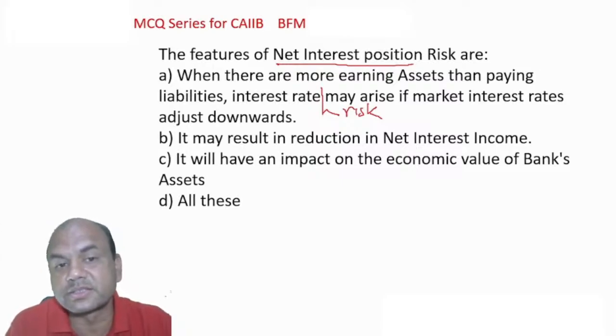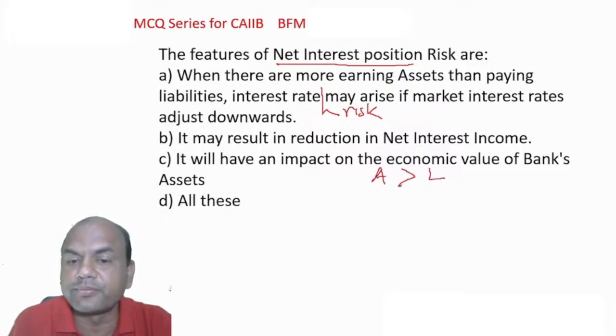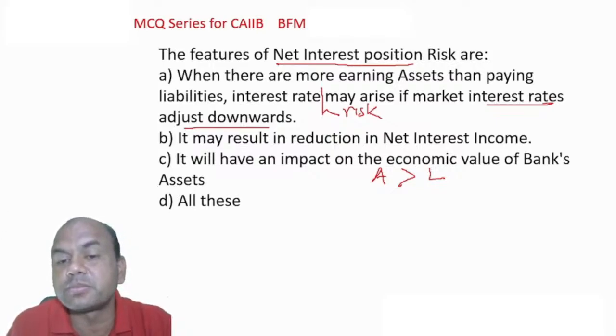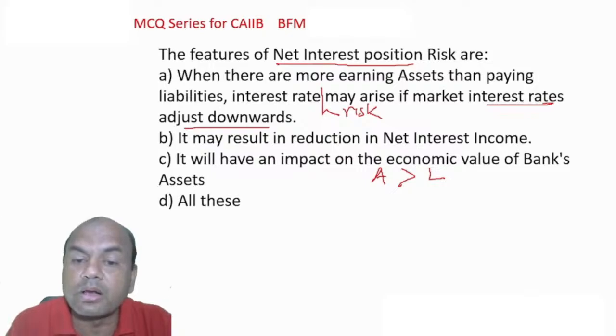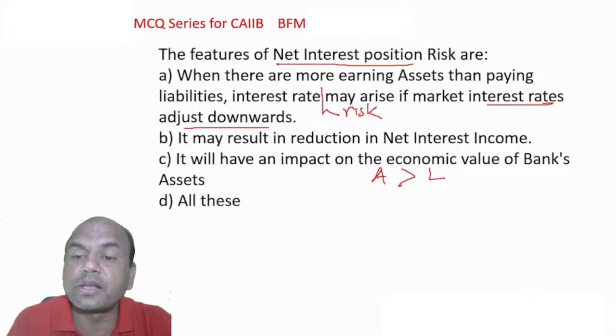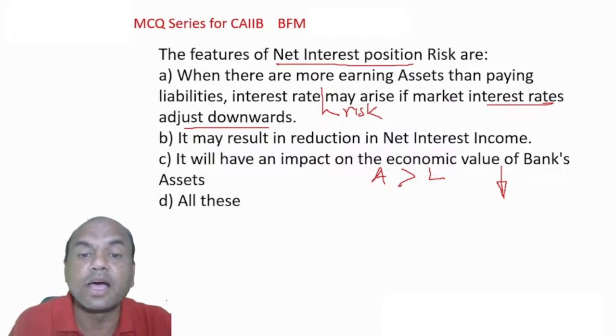Now, what is this? When there are more earning assets than liabilities, then interest rate risk may arise if the market interest rate moves down. So if there are more assets than liabilities, what does it mean? I'm having more earning, right? My income is more because assets are more. So in that case, if the interest rate goes down, my surplus earning will reduce. So that's why I may be faced with the interest rate risk. So answer A is correct.